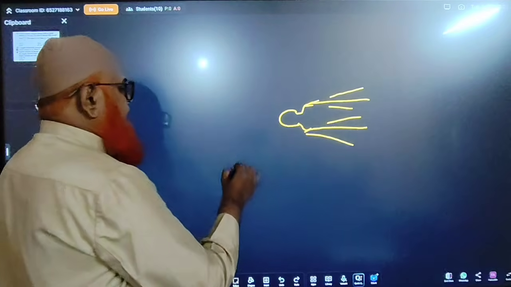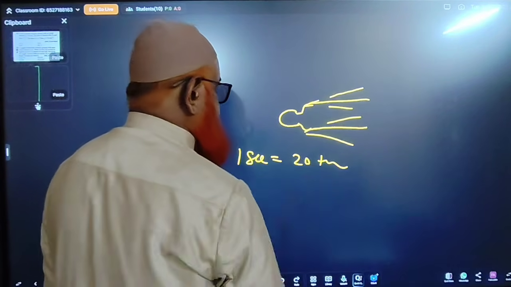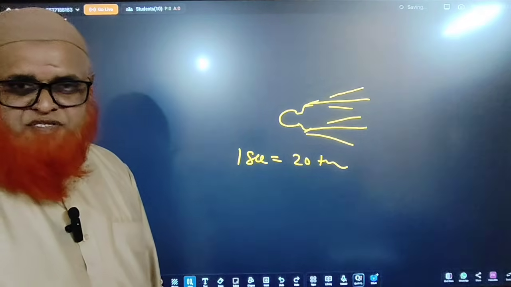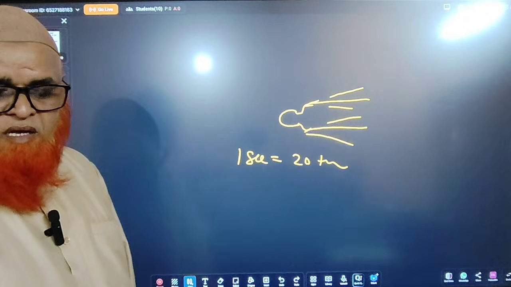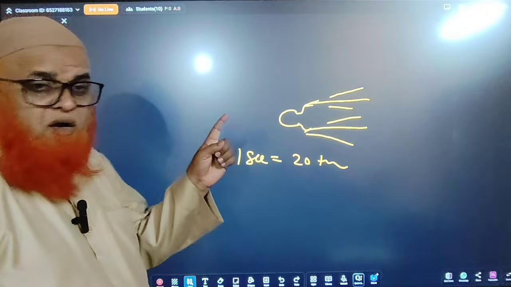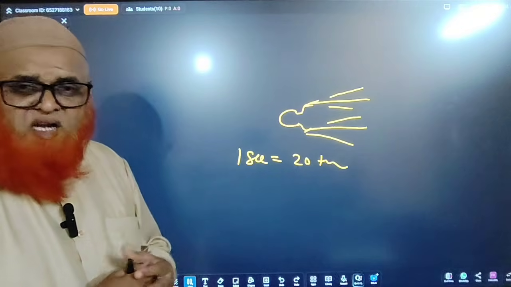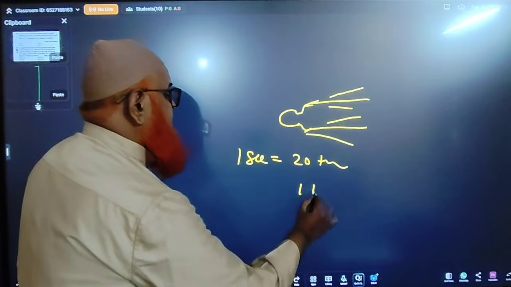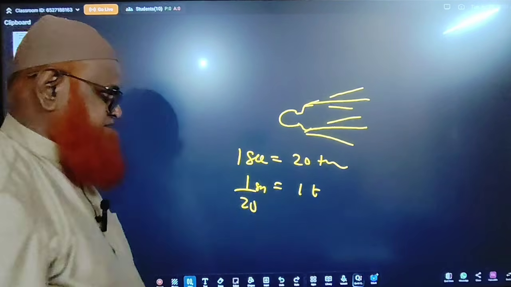For example, in 1 second it vibrates 20 times. Okay, so for one vibration what is the time? Here you write time as t, and this is 1 by 20 seconds.